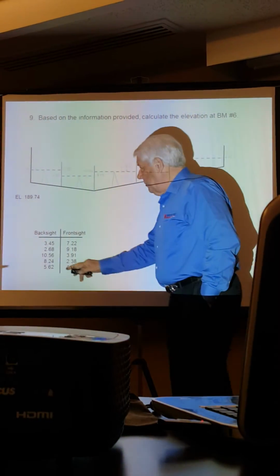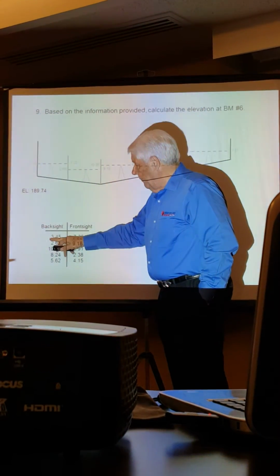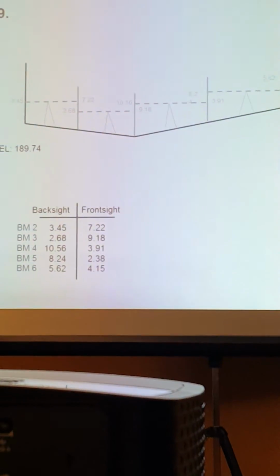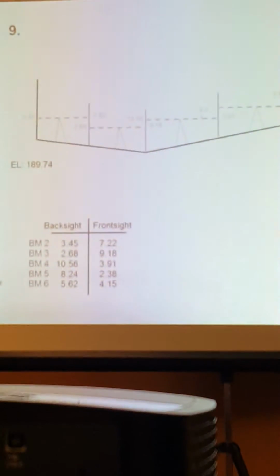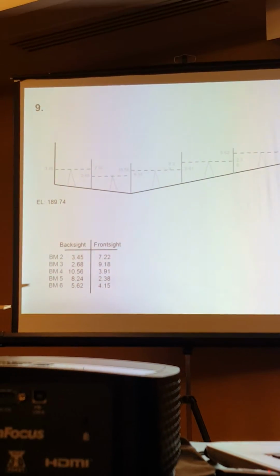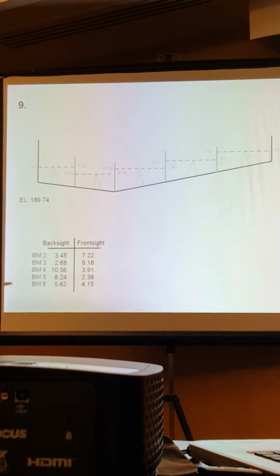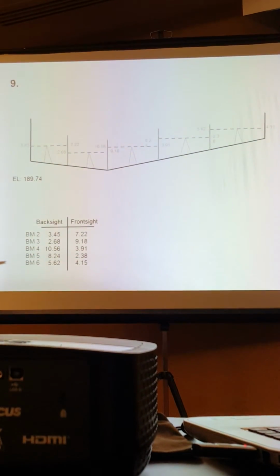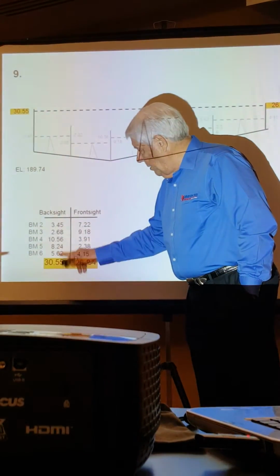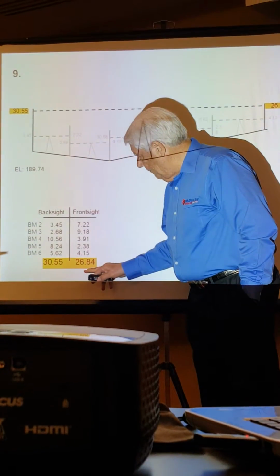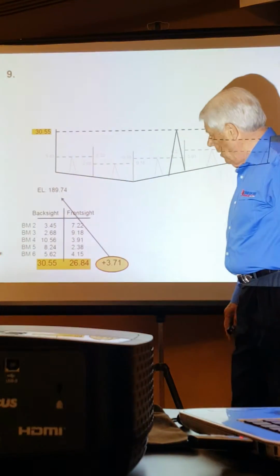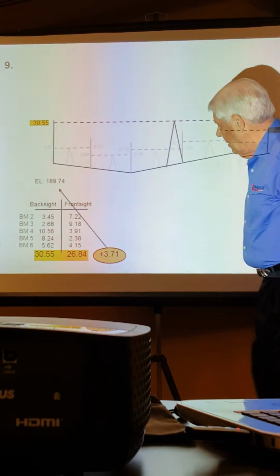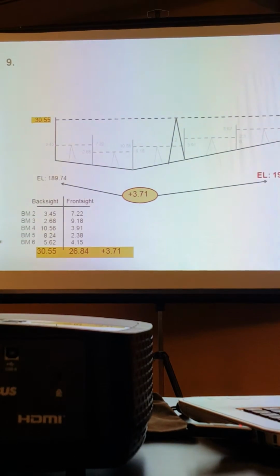But let's label these readings here. This is benchmark 1. First one here will be benchmark 2, 3, 4, 5, and 6. And they want to calculate it at benchmark 6, which is all the way down here to the end. We draw a line under here, we add and subtract, we got 30.55 minus 26.84 would be a +3.71. Add it to the original elevation, 193.45 out here.